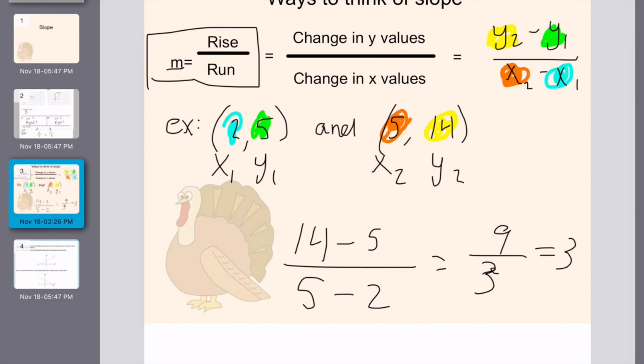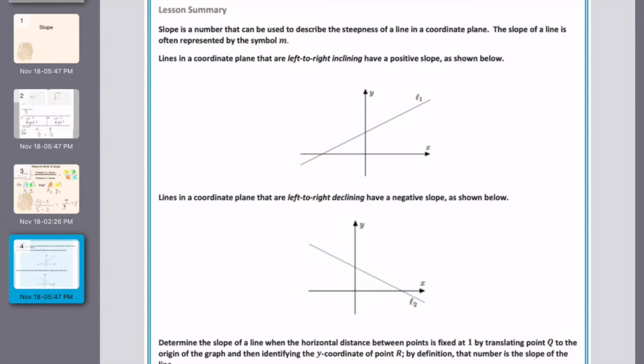So let's go to our lesson summary. Slope is a number that can be used to describe the steepness of a line in a coordinate plane. The slope of the line is often represented by the symbol m. Lines in a coordinate plane that are left to right inclining have a positive slope, as shown below, and lines in a coordinate plane that are left to right declining have a negative slope, as shown below.